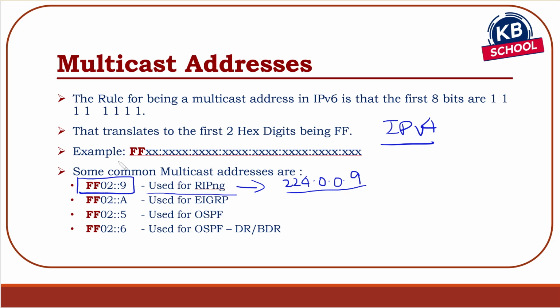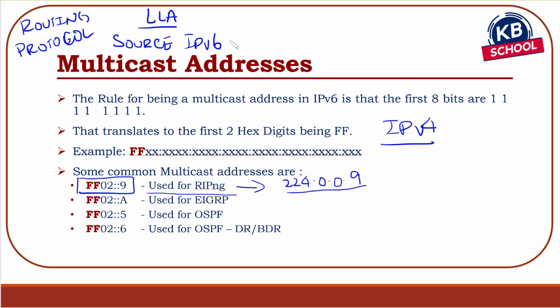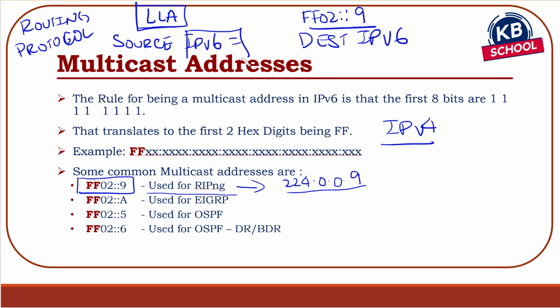Now, I also told you that the routing protocols use the link local address. They do. The link local address is what my source address is going to be. So if I'm running any type of routing protocol, my source IPv6 address is going to be your link local address, whatever that is, FE80 and that MAC address. The destination is going to be FF02::9 for RIP. So in the destination, RIP would use this. Source, it would use the link local address that we discussed in the previous slide.